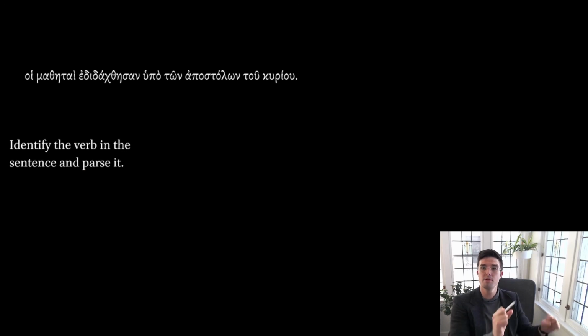And so now we're going to move from recognition to a little bit more practice, two different translation practices here. As I read, I want you to identify the verb, and then after I read, I'm going to ask you to pause and parse the verb. So we have οἱ μαθηταὶ ἐδιδάχθησαν ὑπὸ τῶν ἀποστόλων τοῦ κυρίου. Go ahead and see if you can identify the verb and then also parse it.